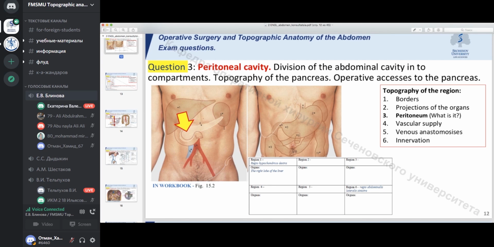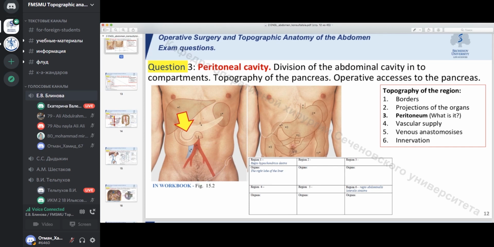The pancreas, topography of the pancreas. Holotopy: the pancreas is located inside of the left hypochondriac region, umbilical and epigastric region. Skeletotopy: the level of the pancreas is from the 11th thoracic vertebra to the first or second lumbar vertebra.